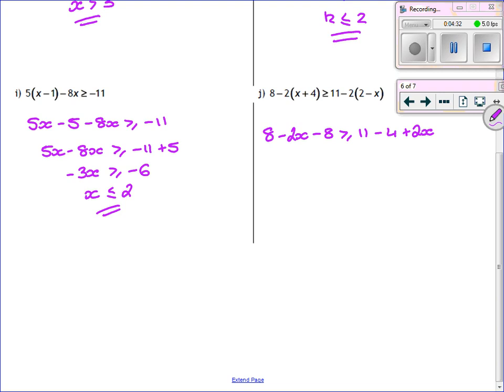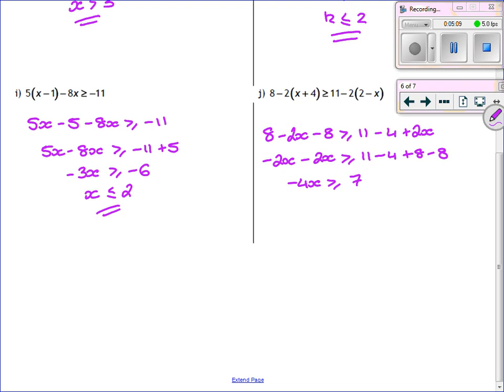Okay, so let's get the x's on the left, the numbers on the right. So we have minus 2x minus 2x is greater than or equal to 11 minus 4 plus 8 minus 8. So that's minus 4x is greater than or equal to 11 take away 4 is 7, plus 8, take away 8, just leaves us with 7.